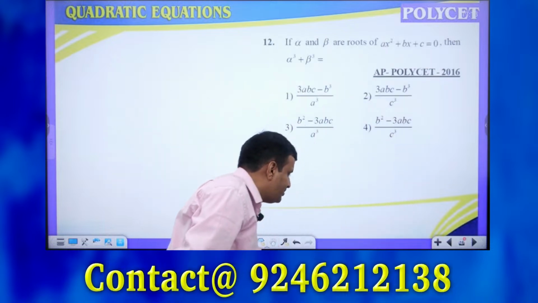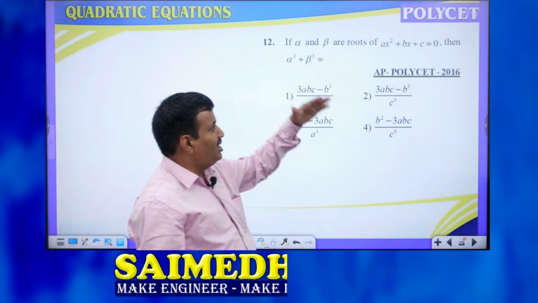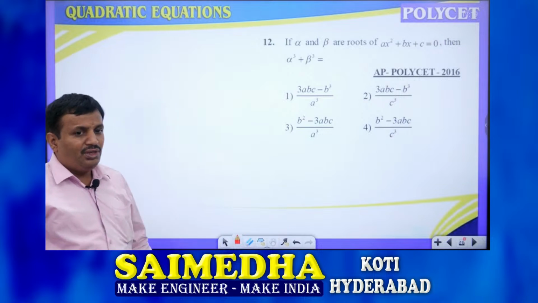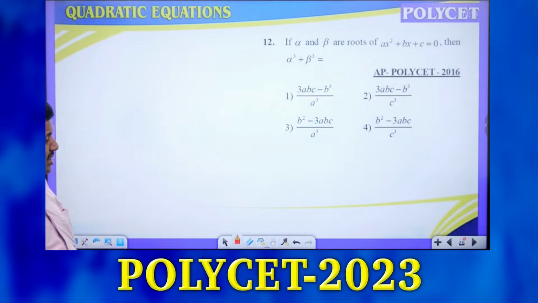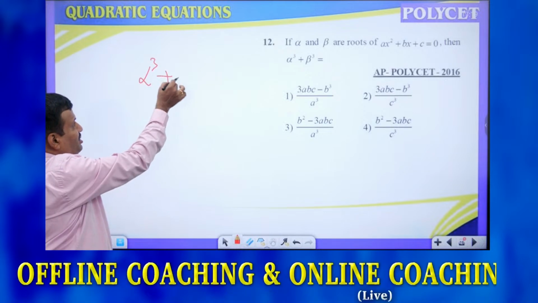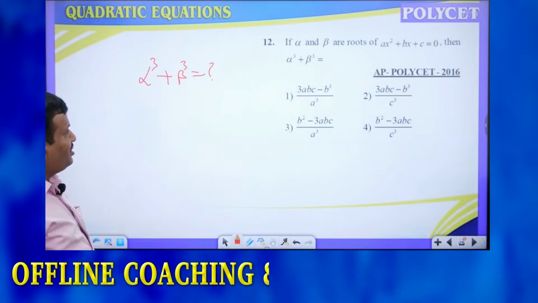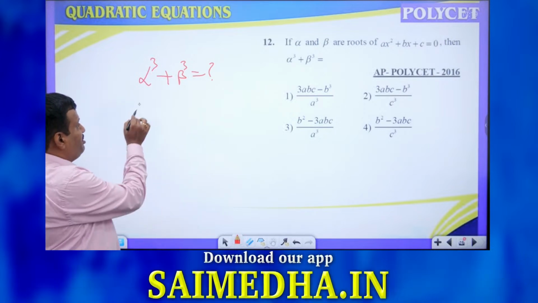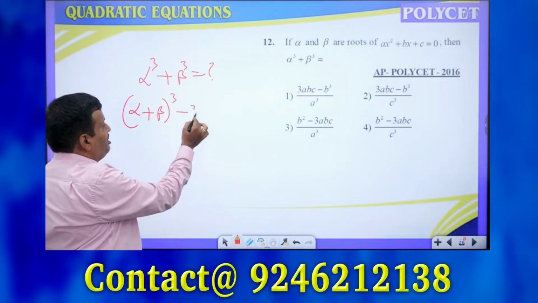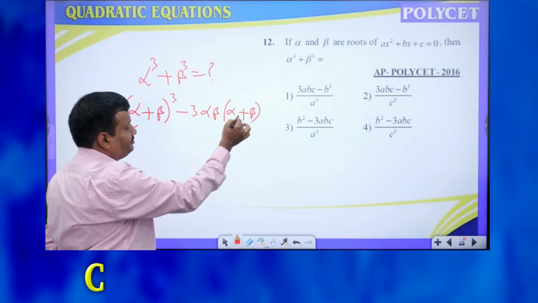Coming to the next one: if alpha and beta are the roots of ax square plus bx plus c equal to 0, then what is alpha cube plus beta cube? Alpha cube plus beta cube is equal to what? So I already told you the formula. Alpha cube plus beta cube is alpha plus beta whole cube minus 3 into alpha beta, alpha plus beta.